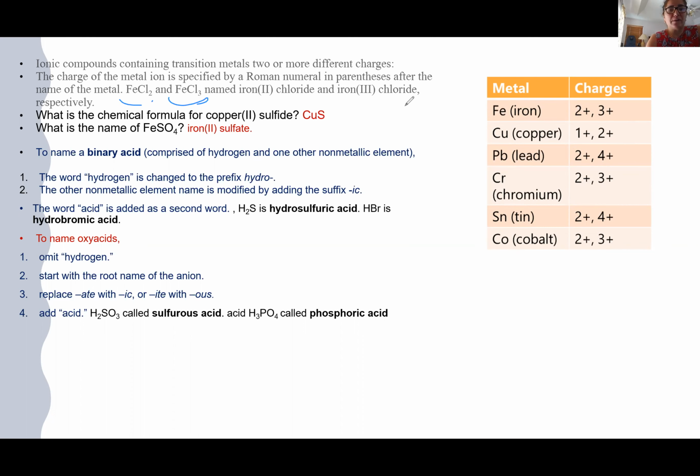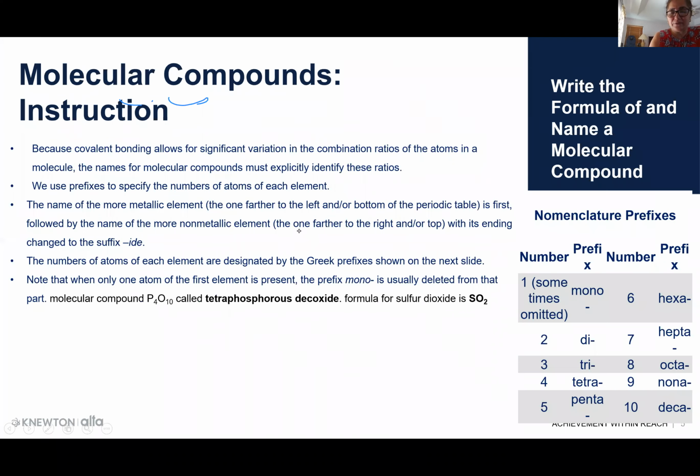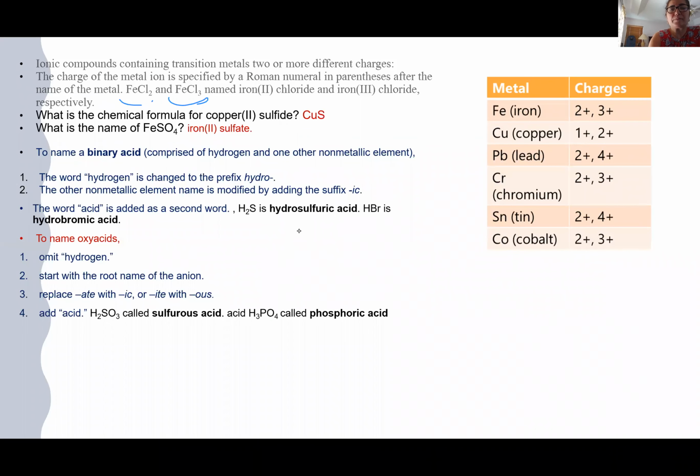Okay, that's for naming compounds that contain transition metals. Naming of acids depends on the acid. If it's a binary acid, that means you have only 2 types of elements: HCl, HBr, H2S. These are binary acids. The name ends with IDE, right? The names of these are hydrogen chloride, hydrogen bromide, hydrogen sulfide.